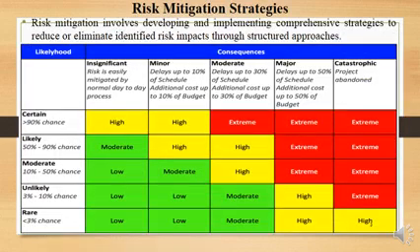Risk mitigation strategy. Risk mitigation involves developing and implementing comprehensive strategies to reduce or eliminate identified risk impact through structured approaches. So we have the likelihood and we have the consequence from the image below. We have insignificant, minor, moderate, major, and catastrophic. For likelihood, we have certain, likely, moderate, unlikely, and rare.